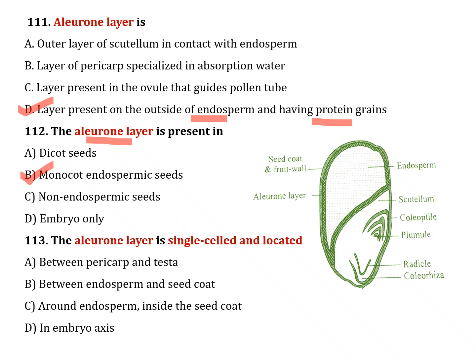The next question number 113. The aleurone layer is single-celled and located option A between pericarp and testa, option B between endosperm and seed coat, option C around endosperm inside the seed coat, option D in embryo axis. Correct answer is option C around endosperm inside the seed coat.